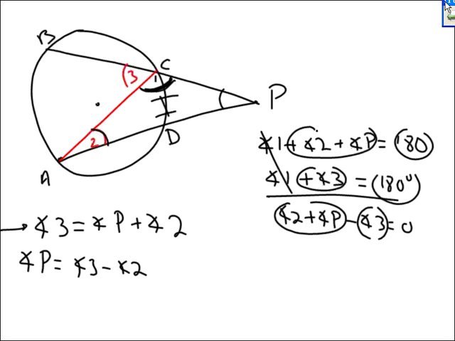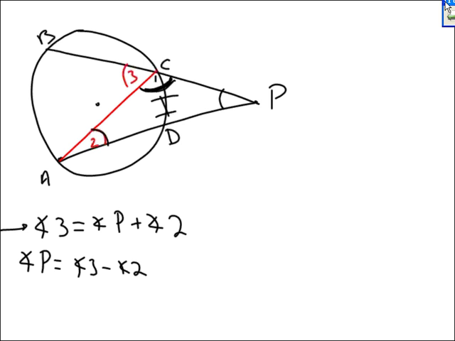But what is angle 3? What is angle 2? Well, angle 3 is an interior angle. It equals half of that intercepted arc. So angle P is equal to angle 3, which is 1/2 the measure of AB, minus angle 2. But angle 2 is interior.